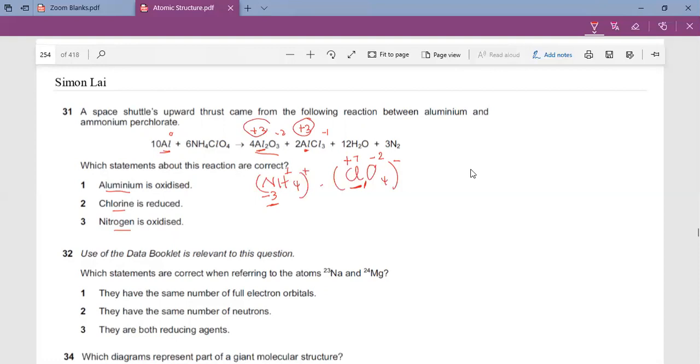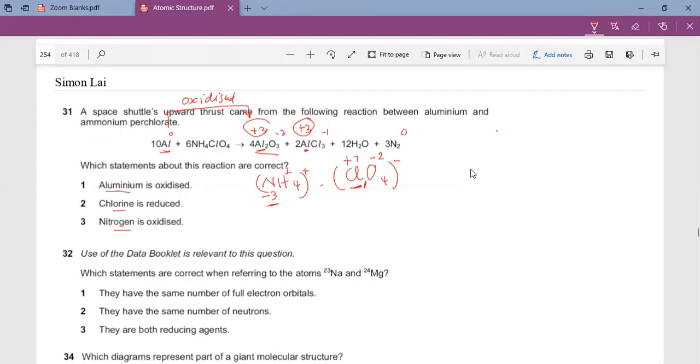Don't have this one here. This is 0 here. So aluminum goes from 0 to +3. What is that? Oxidized. Why? Electrons are lost, so it becomes more positive.